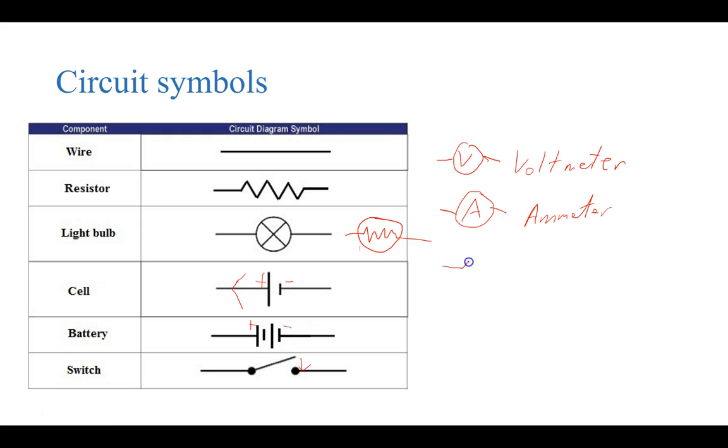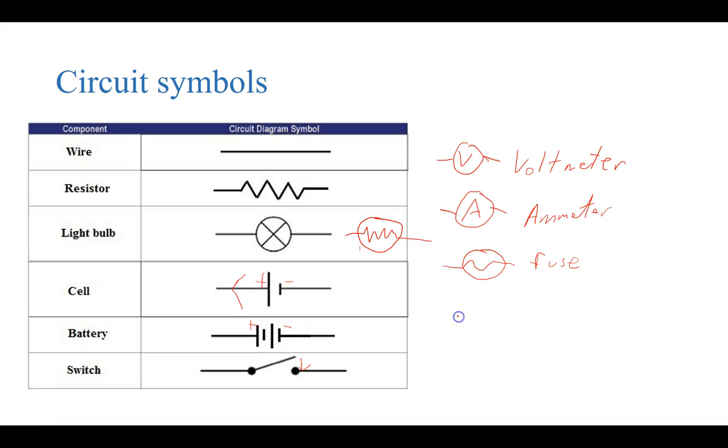And the last one, it looks like this, a little squiggly. We'll see it from time to time. And this is what we call a fuse. And we'll talk about fuses in a future lesson. So these are the common symbols that you will be using for this unit.